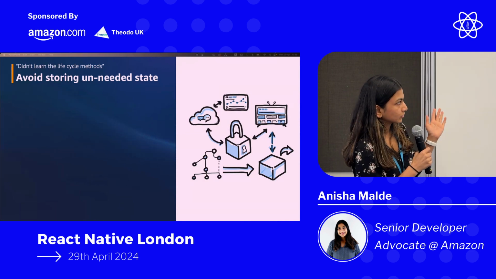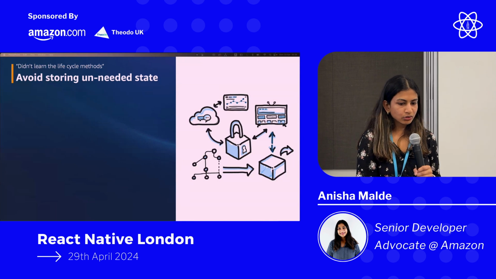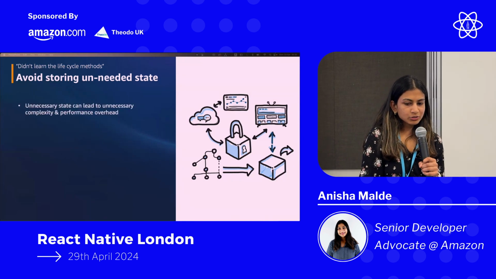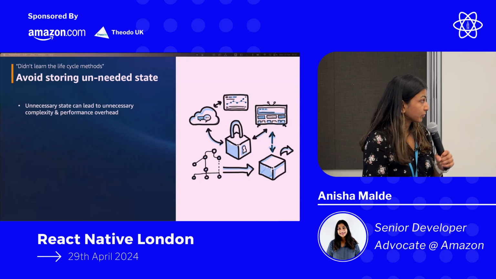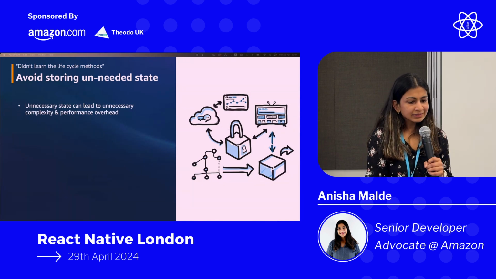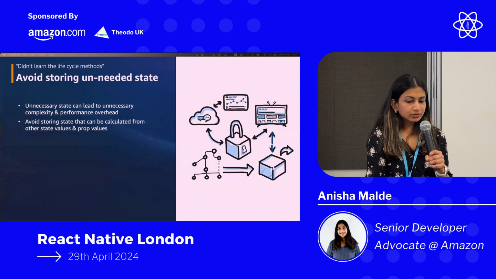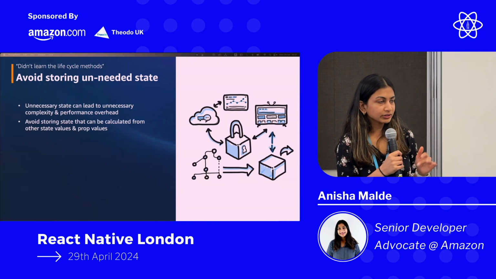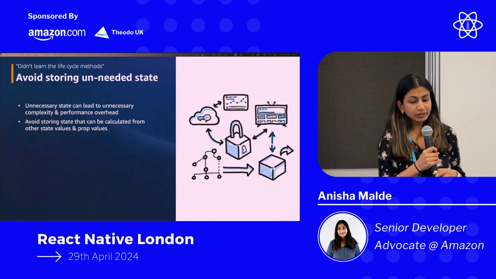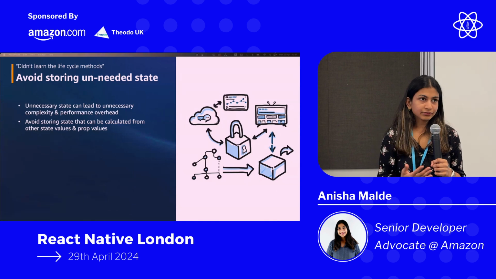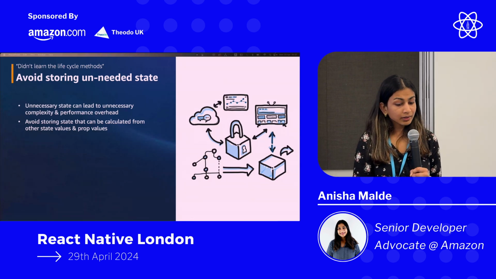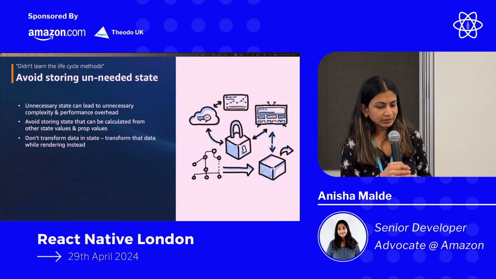My advice is don't store unneeded state. Storing unneeded state can lead to unnecessary complexity, which means more places for bugs to hide and performance overhead. This can be mitigated by not storing state that can be calculated from other values or props. So instead of, for example, storing full name, calculate it in the render method from first name and last name. Second is enforcing immutability.